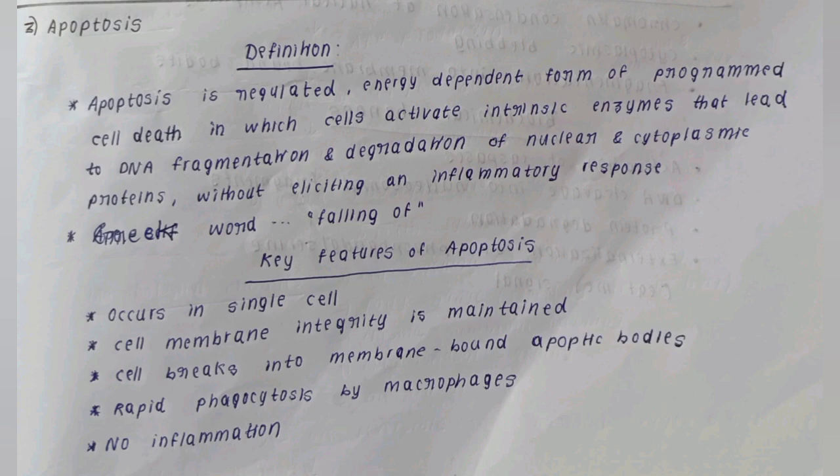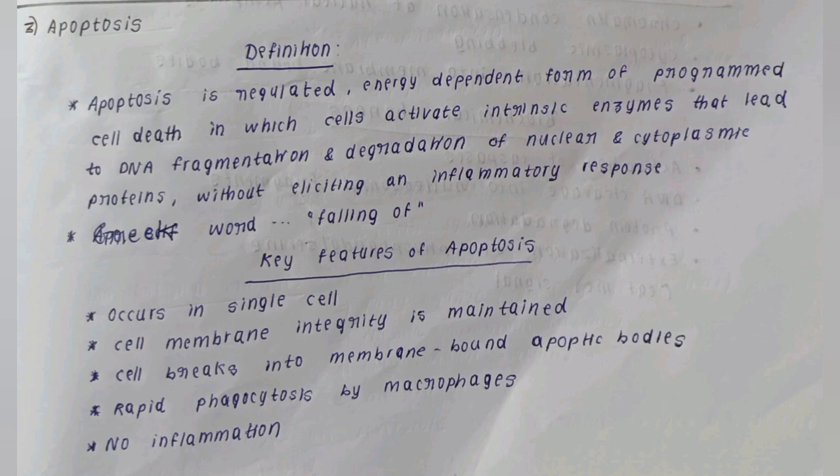Now come to the definition. You can understand it very easily. Apoptosis is a regulated, of course it is regulated, there are some proteins, energy dependent form of programmed cell death. Obviously, energy is needed, and there is a programming, like the cell death will happen in this manner itself. So we call it programmed cell death, in which cells activate intrinsic enzymes, the caspases, right?